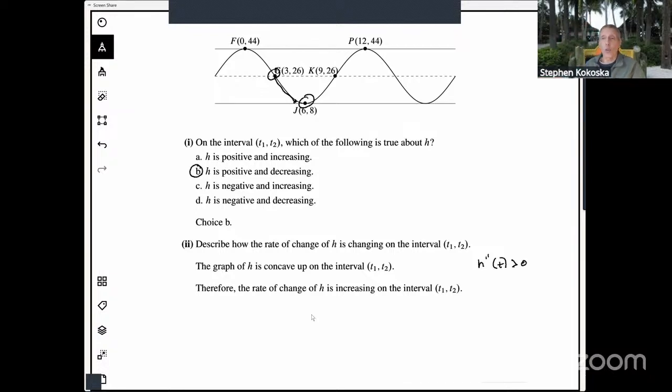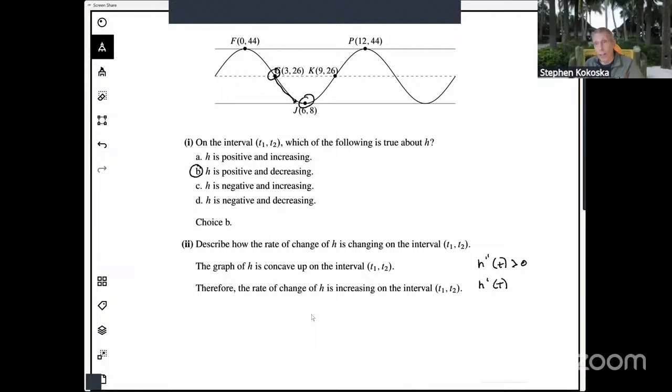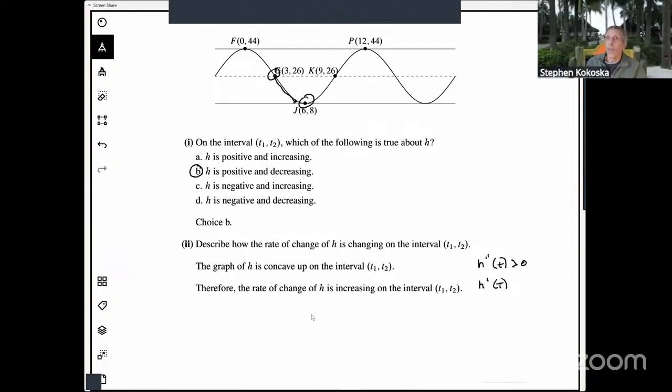If that's true, let's work backwards a little bit. Since H double prime is greater than 0, what does that tell you about H prime of T? I don't know, I have to think about that. Well, that means it would be increasing because its derivative is positive. Yeah, because its derivative is positive, so it's increasing. Very good. So for those teachers out there who are doing AP Calculus also, there's a very nice connection there.